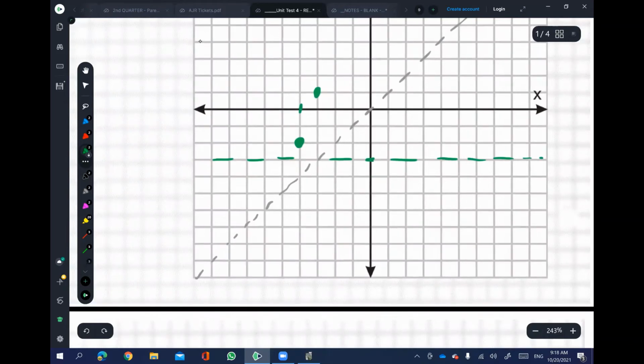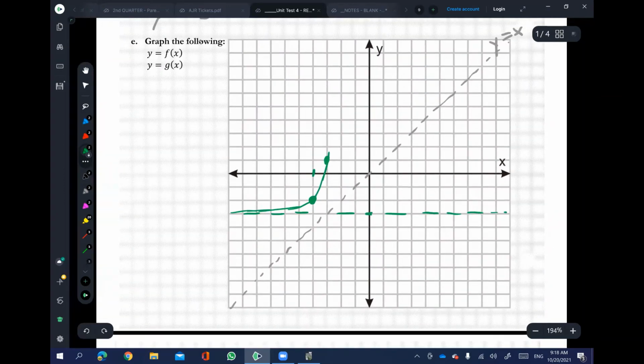You can eventually help yourself with the graphing calculator to sketch a decent exponential, which will shoot out like this.